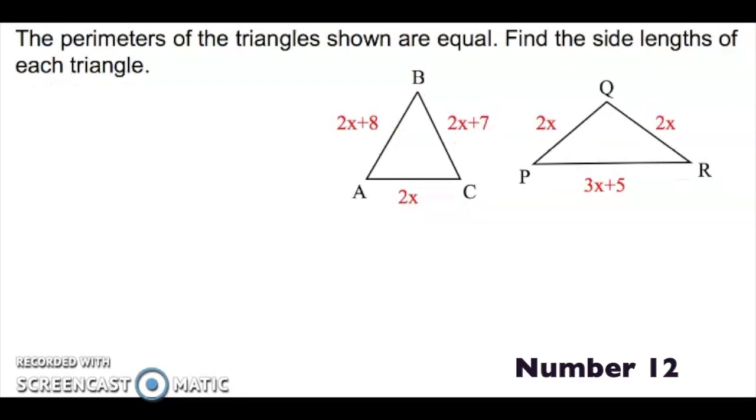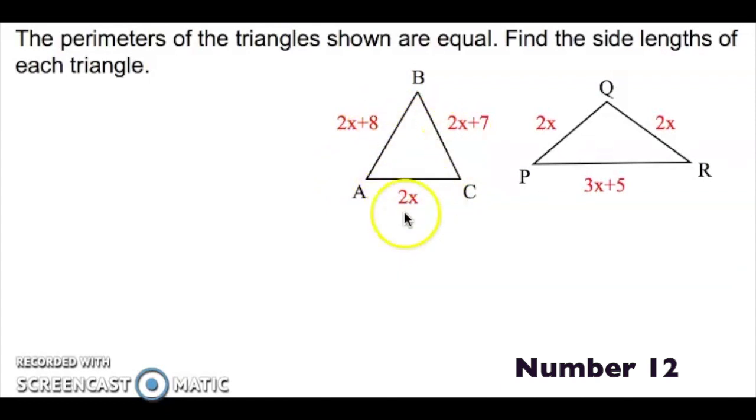The perimeters of the triangles shown are equal. Find the side lengths of each triangle. So what a perimeter is, is the distance completely around. So you would simply add up all the sides to find the perimeter of each triangle.